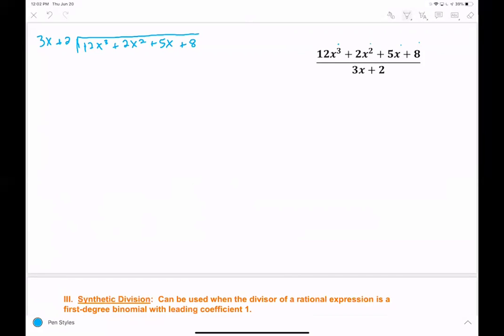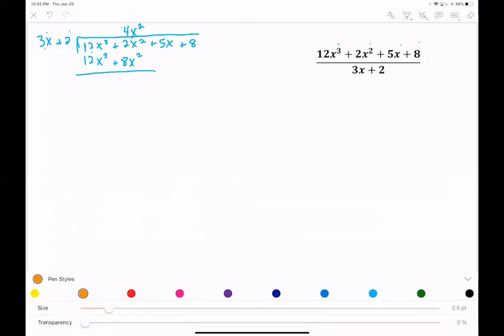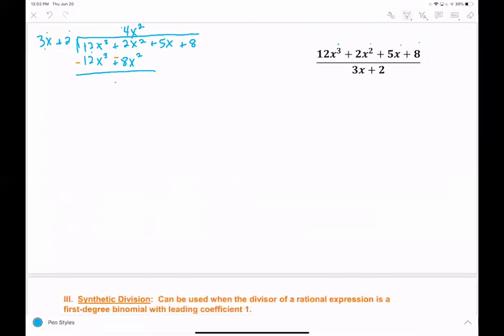So the first step, we're going to divide. We're going to take this 12x cubed and divide it by the 3x. That's going to give us 4x squared. Now we're going to multiply 4x squared by the 3x and the 2. We will get 12x cubed plus 8x squared. The next thing is to subtract. So the cubed terms are going to cancel, then 2 minus 8 is going to be a negative 6x squared, and we're going to bring down the 5x.